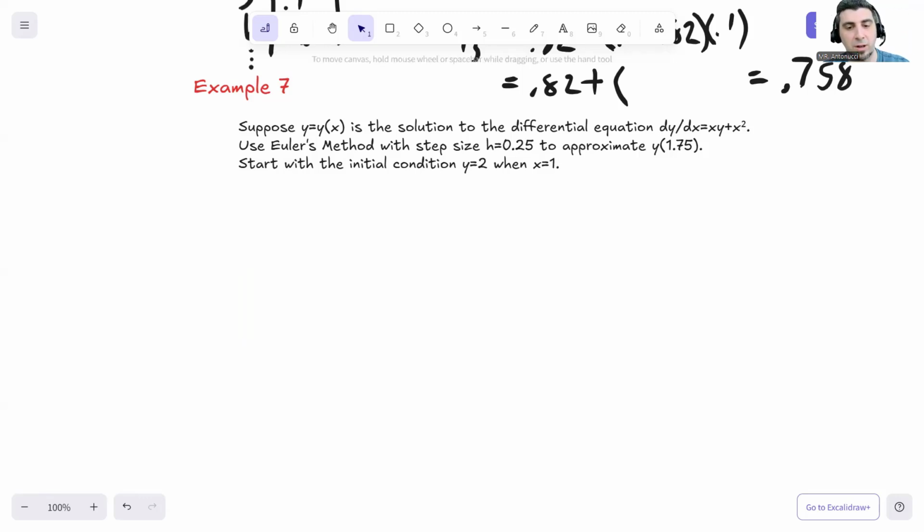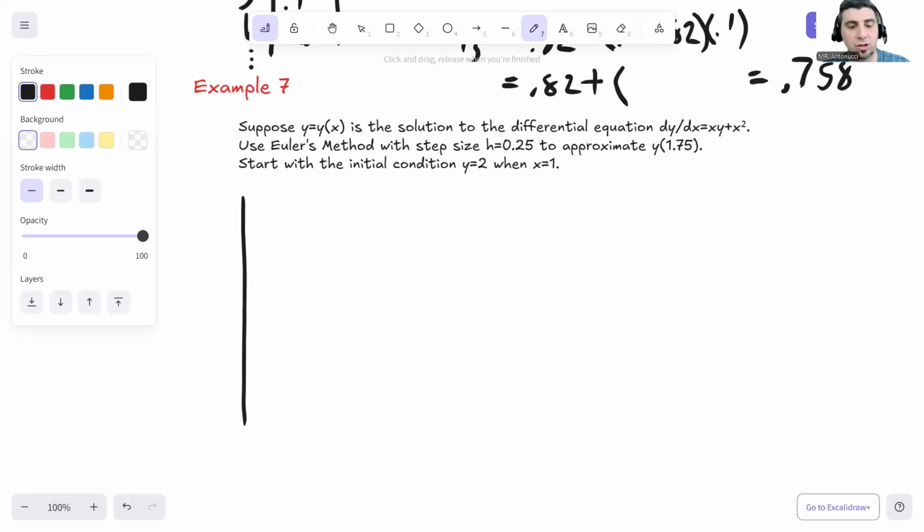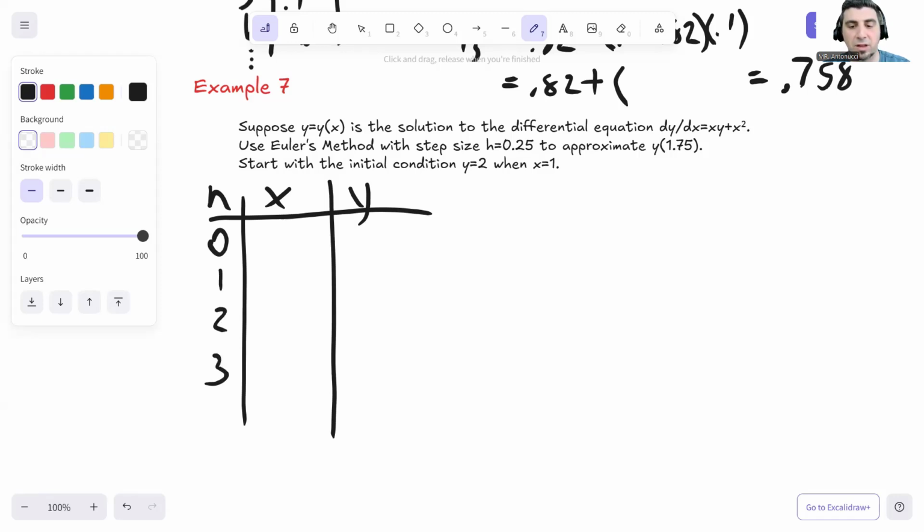So we're going to start here with our table of values. So n, x, y. We only have to do 3 steps, because to get from our initial condition of x equals 1 to 1.75 with step size of 0.25, we're going to start at 1 and go up to 1.75. It's going to take 3 steps to get there. So we can actually fill in our x column. So the first x value is 1, and then 1.25, then 1.5, then 1.75. The first y value is the initial condition 2.